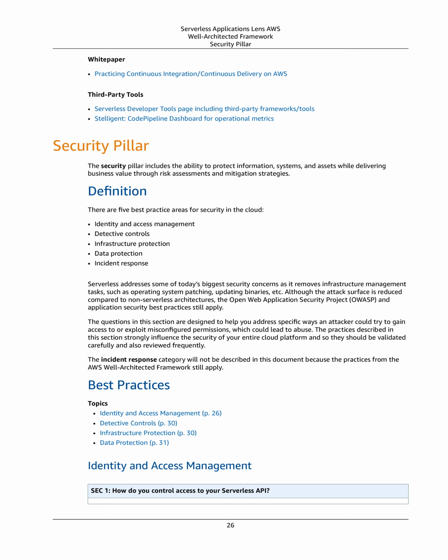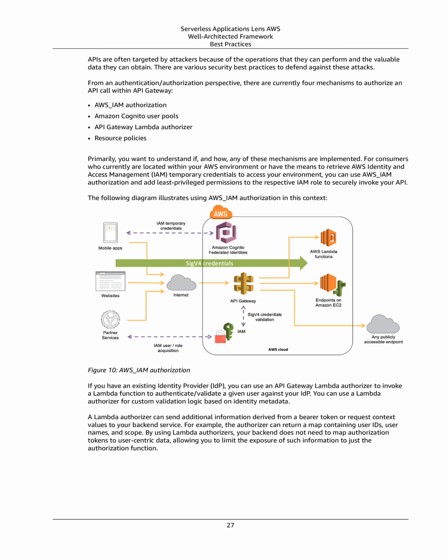SEC 1. How do you control access to your serverless API? APIs are often targeted by attackers because of the operations that they can perform and the valuable data they can obtain. There are various security best practices to defend against these attacks. From an authentication/authorization perspective, there are currently 4 mechanisms to authorize an API call within API Gateway.